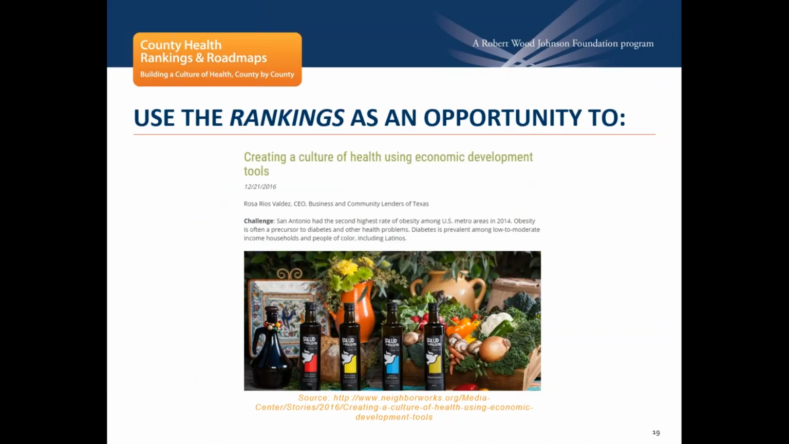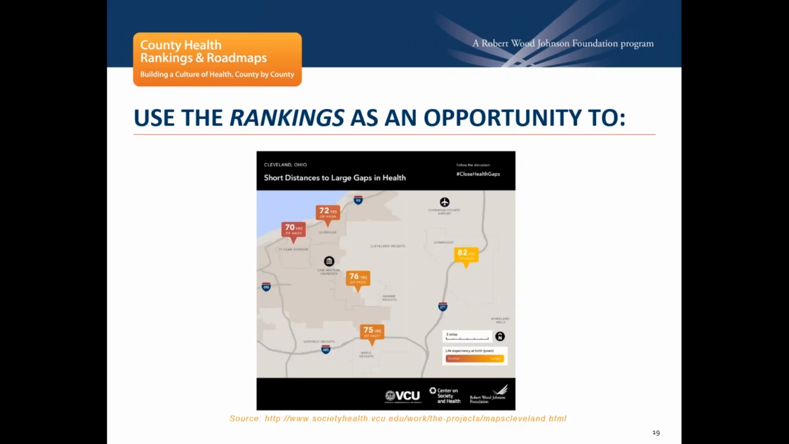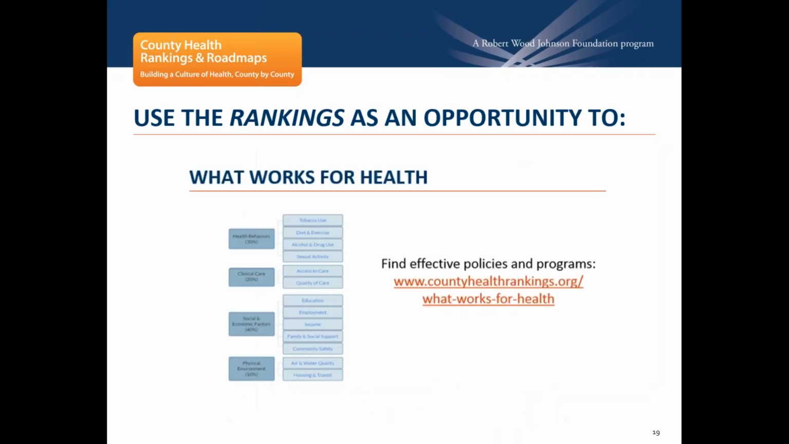Dig deeper into the rankings and explore root causes. While all health factors affect health outcomes, be sure to focus on the social and economic factors, as they contribute the most to poor health. Use data as part of the community health assessment process to help determine the most effective strategies, especially those strategies that, if directed towards those in greatest need, will help reduce health disparities.